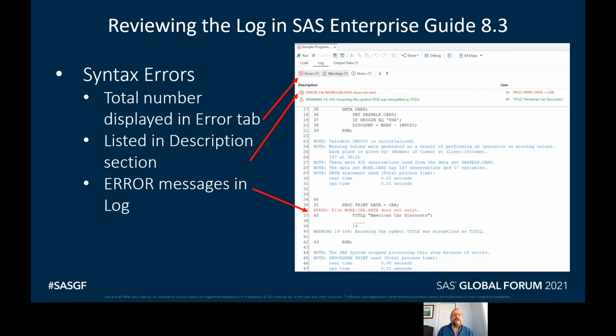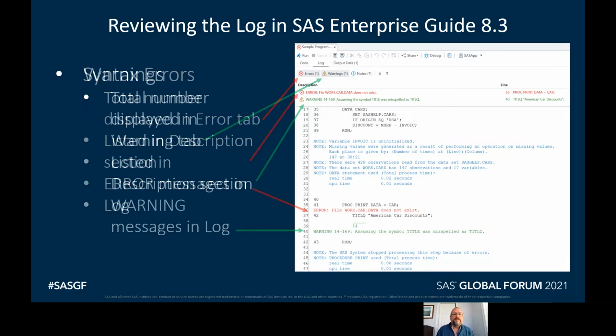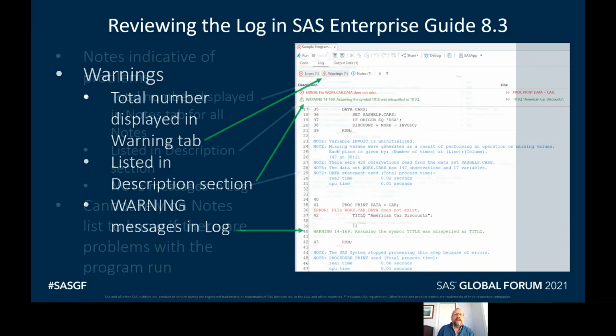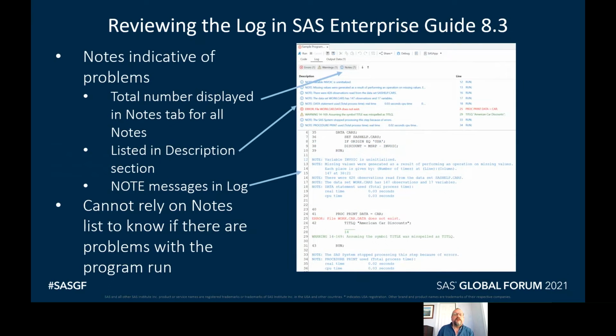With syntax errors, the total number of syntax errors is displayed in the error tab. They're also listed in the description section and then, of course, down in the log, which is great. We always, always, always want to clean up our syntax errors. Similarly, warnings are displayed, the total number in the warning tab. They're listed in the description section, and then they're also displayed down in the log. And of course, the same is true of the notes.